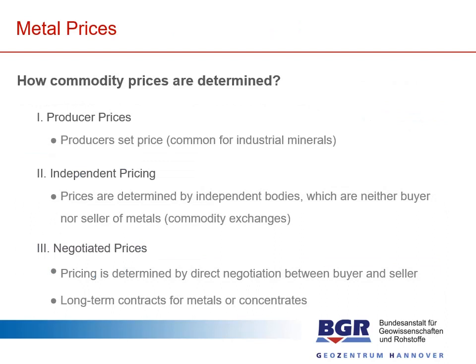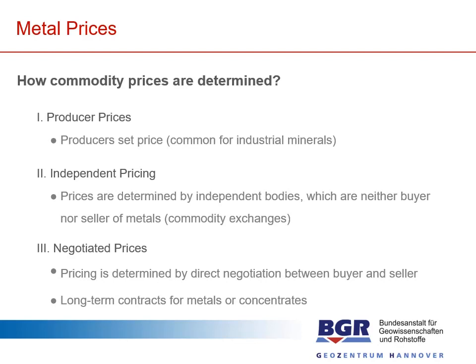As we talked about prices, how are commodity prices determined? That depends on the commodity. Option one: producer prices, so the producers set the price. This is common for industrial minerals, but of course it depends on the market situation. If you have only one producer, it can set the price. If you have a lot of producers in a competing environment, probably not the producer sets the price, but the buyer sets the price. That depends on the market condition of this particular commodity.